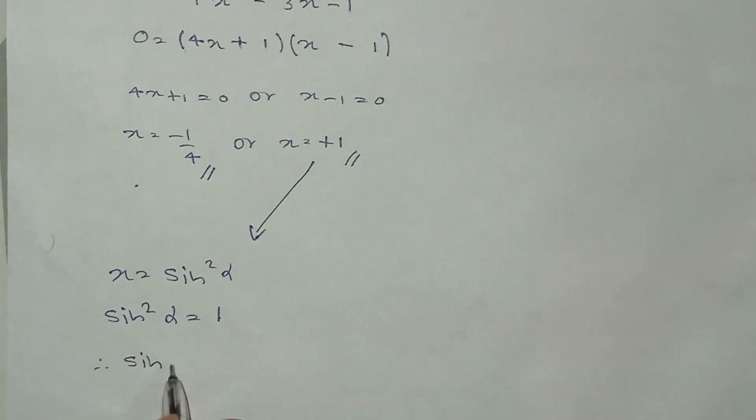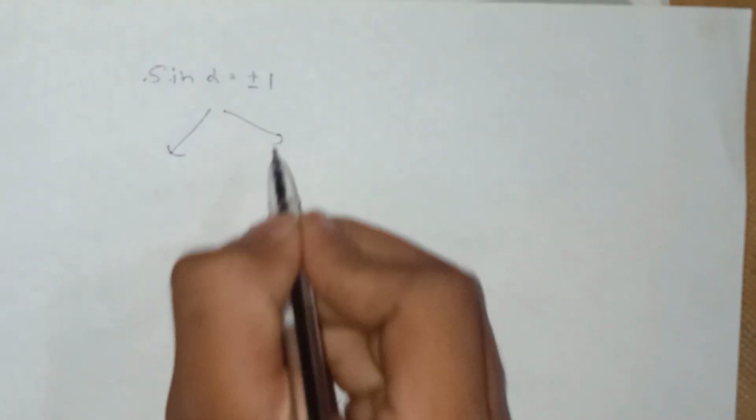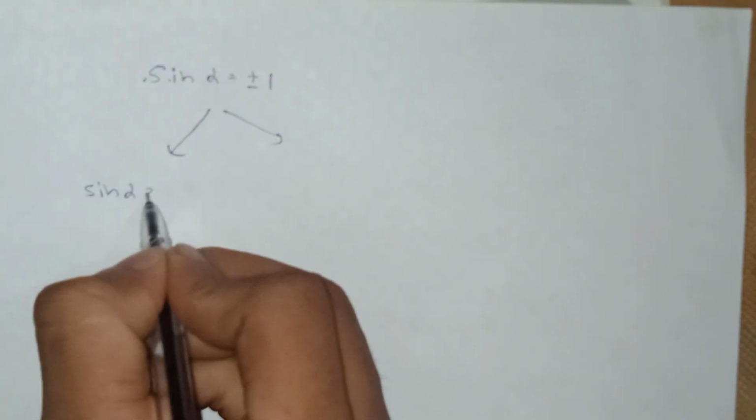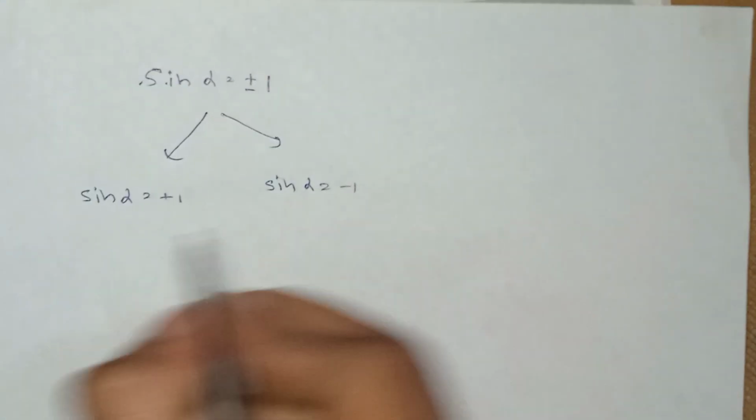Then sin alpha equals, we can get both plus or minus 1. Sin alpha equals plus or minus 1. We should consider both answers. Sin alpha equals plus 1 and sin alpha equals minus 1.